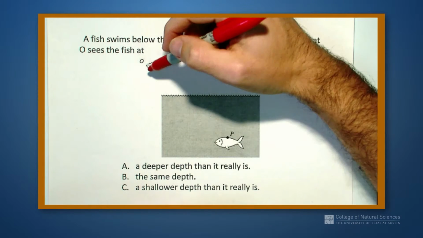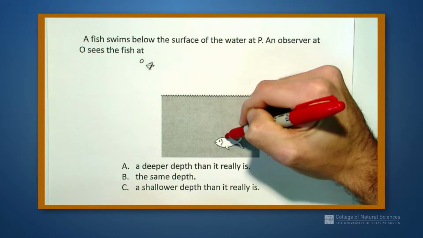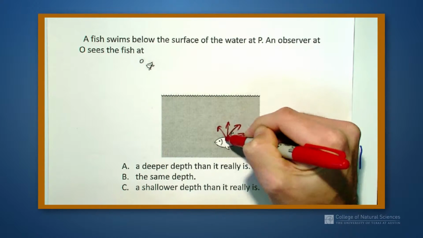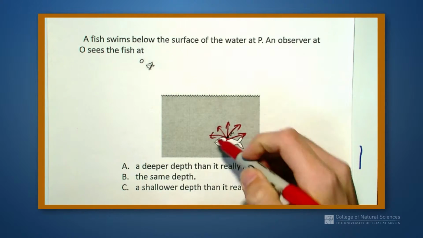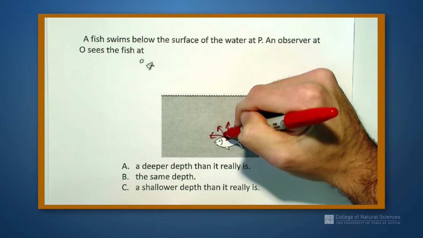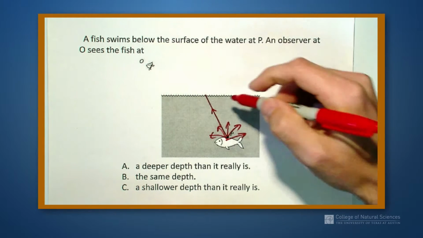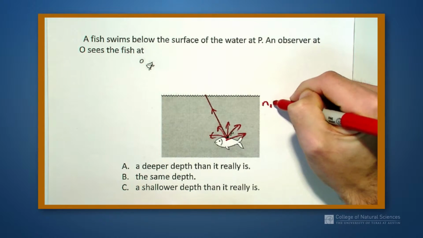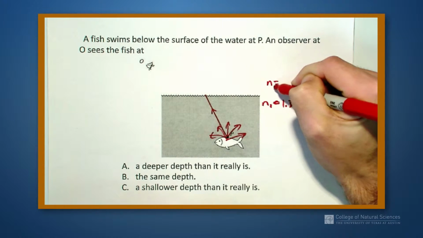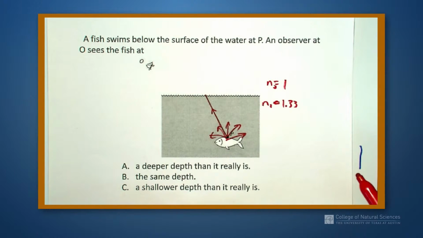Well, what's going to happen is the light from this point in the fish is going to be directed in all directions out. It's going to scatter off the fish and be seen in all directions. But there's going to be a light ray that comes up to the surface, that when it hits the surface, it goes from an index of refraction of approximately 1.33 to an index of refraction of 1. It goes from a high index of refraction to low index of refraction.